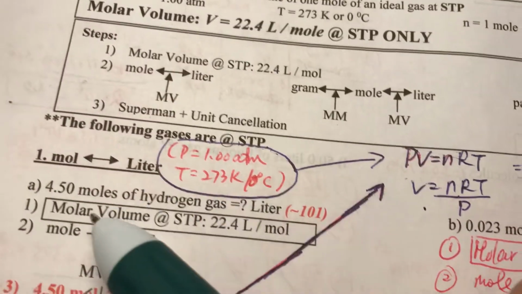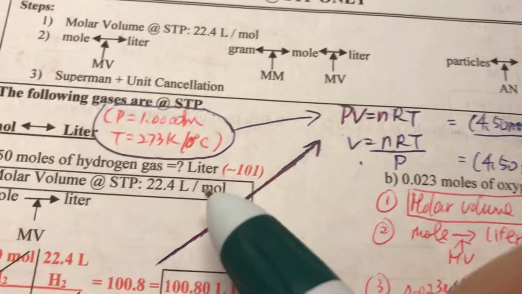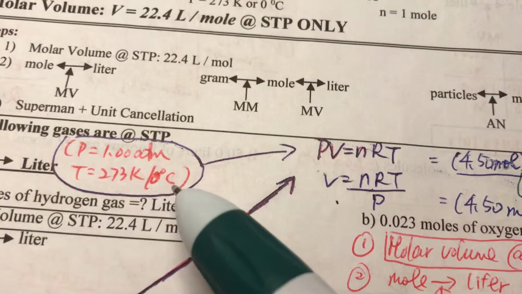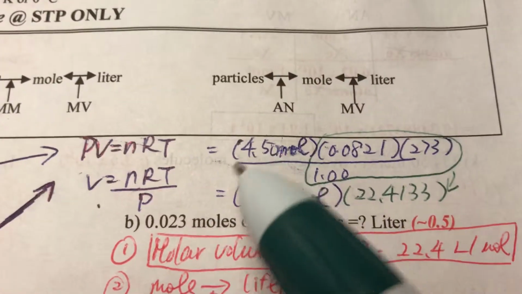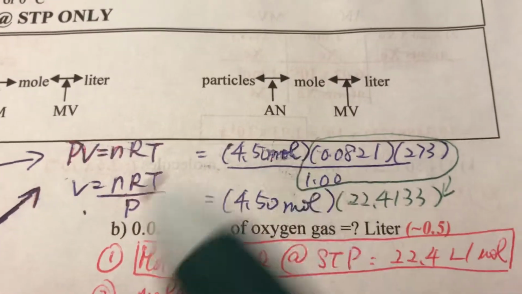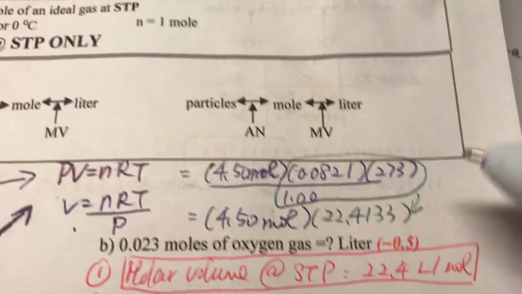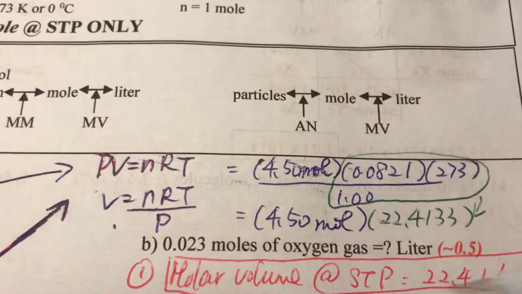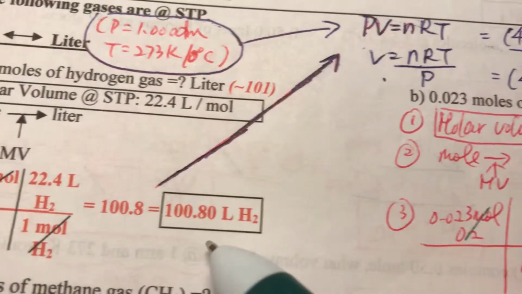Let's say the question is: 4.5 mole of hydrogen equals how many liters? I'm told it's STP, which means my pressure is 1 and my temperature is 273. So I substitute all the information: my mole is 4.5, my R is 0.0821, temperature is 273, and pressure is 1. If I substitute everything, I get the answer 100.8.